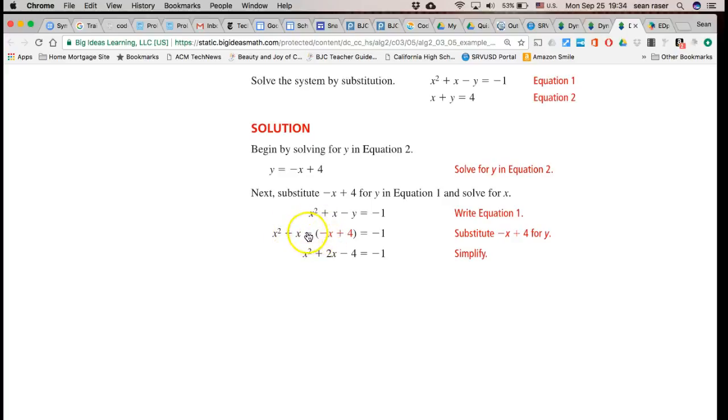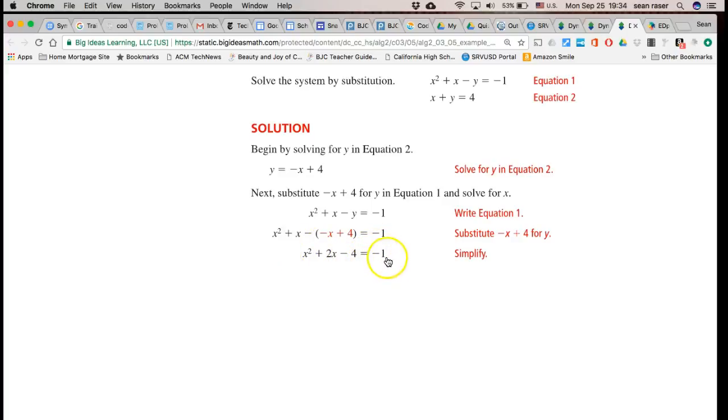This minus negative x is going to be plus x, so we get plus 2x. And then the minus positive 4, that's going to turn into a minus 4. Okay, so when we distribute this negative and combine like terms, we get x squared plus 2x minus 4. Now, we're still not ready.